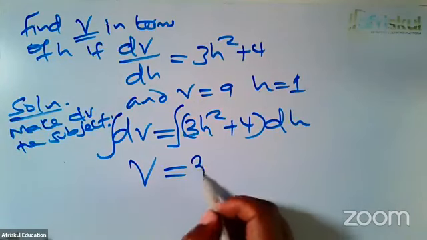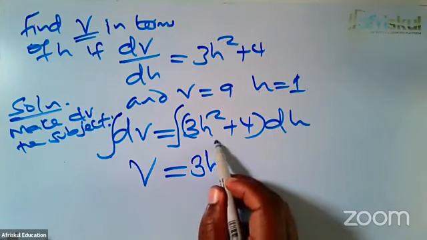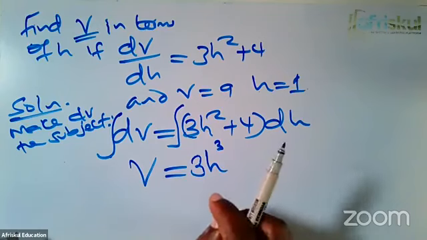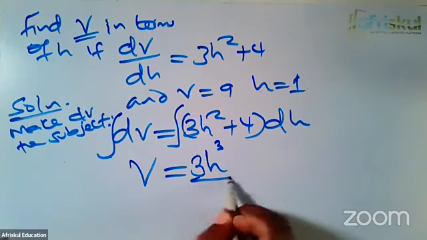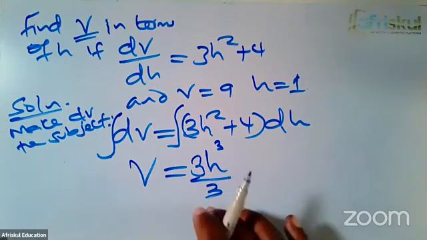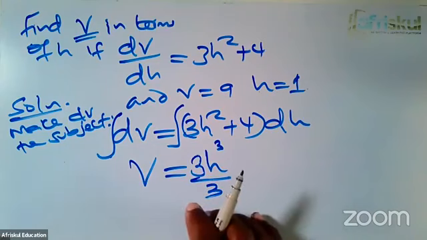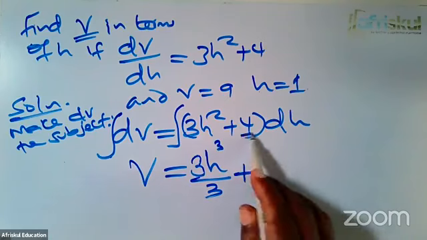So we have here 3H raised to a new power, which will be 3. The old power was 2. Remember, to get the new power, we take the old power plus 1. Divide by the new power. Many candidates forget this concept of dividing by the new power. Plus, we have the constant.